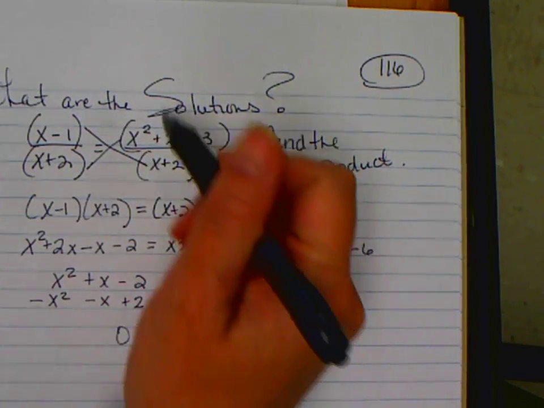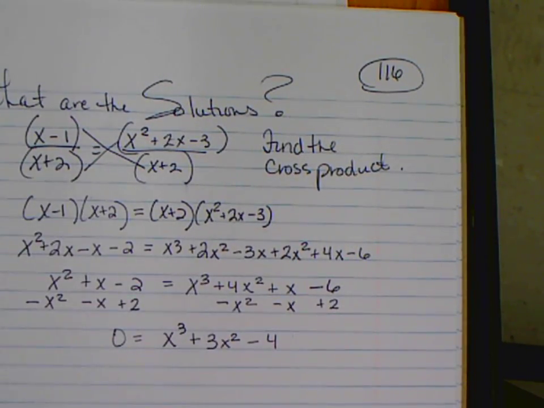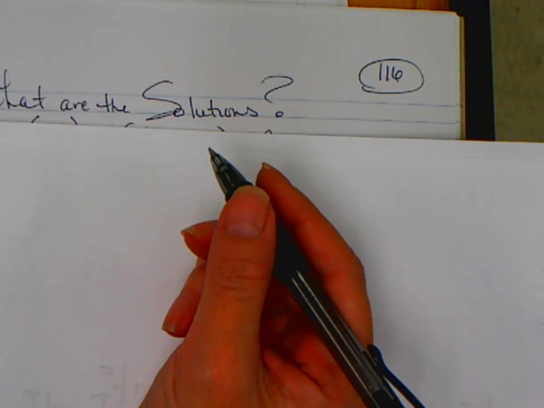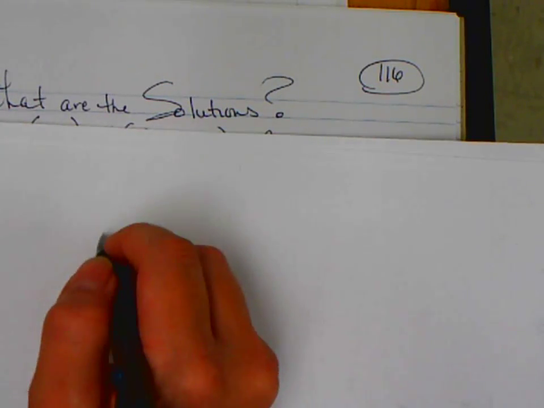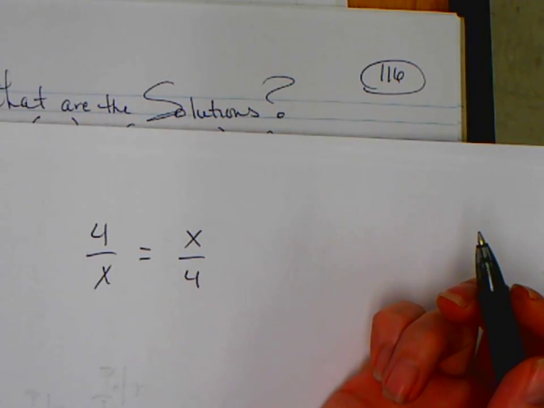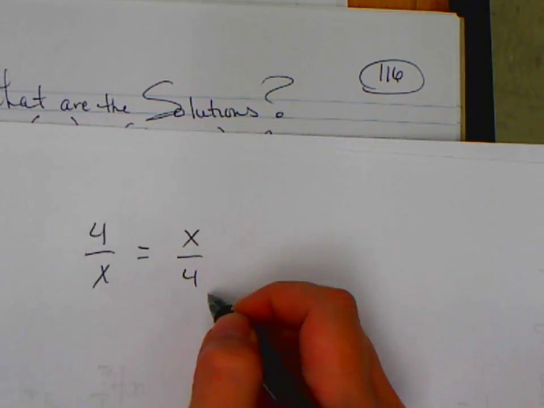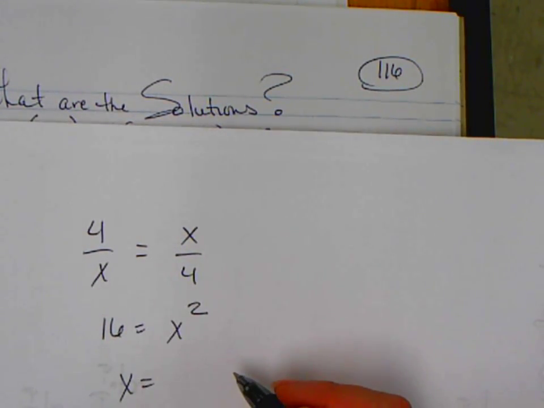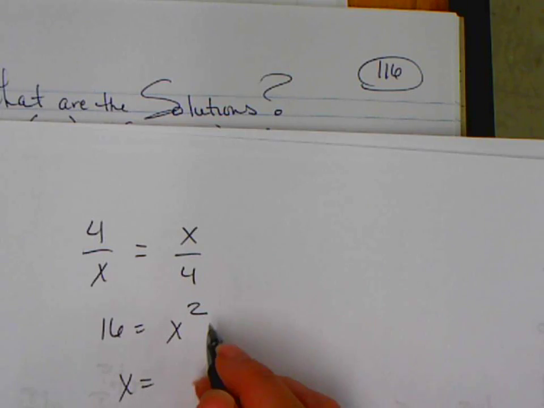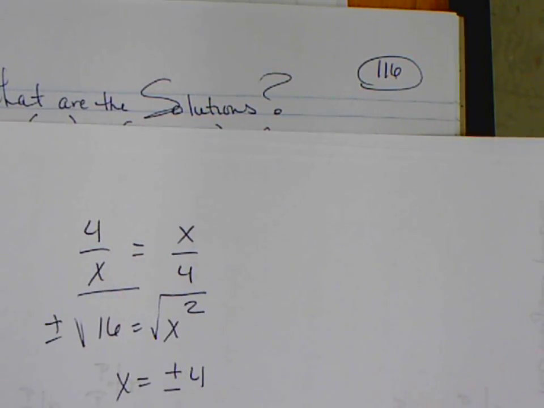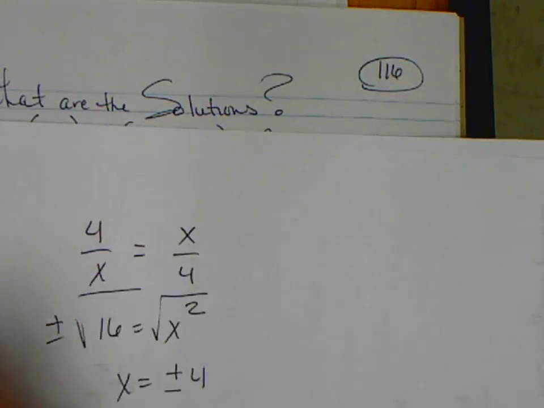I would use this method when you have easier problems. Like if I had, let me just write this, 4 over x equals x over 4. I would use it on a problem like that. 4 times 4 is 16. X times x is x squared. What is x equal to? Just 4? Positive or negative 4, right? Because we would do the positive negative square root. So a problem like that, I would just use the cross products.